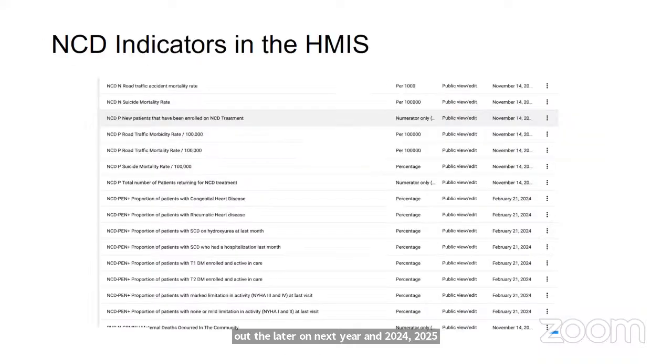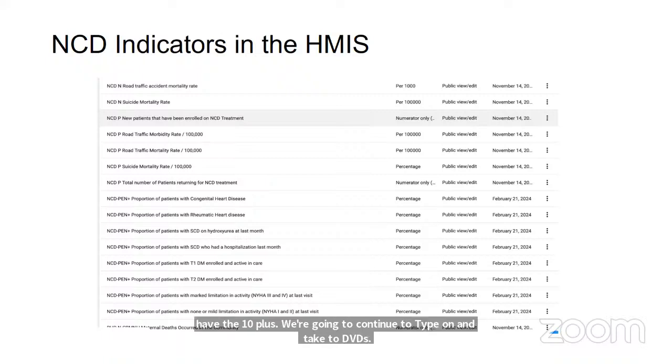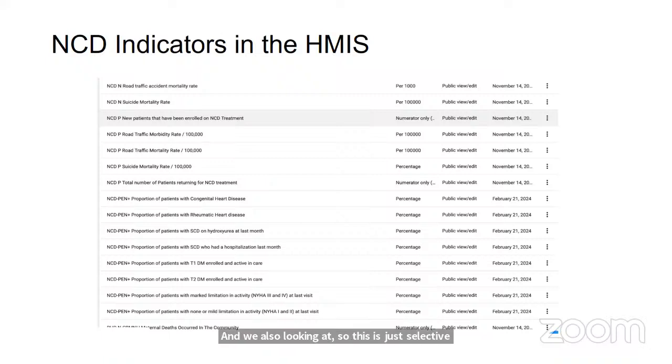And this is just a snapshot of the indicators. It's not exhaustive, but just to appreciate what we have. At national level, we do have the road traffic accident mortality and the suicide prevention, and at program level, we look at the NCD in care and on treatment. And then we do also have the 10 plus, where we look into congenital heart disease, rheumatic heart disease, sickle cell, type 1 and type 2 diabetes. So these are just selected indicators that we're tracking. There are more, but I think we can always discuss later on.